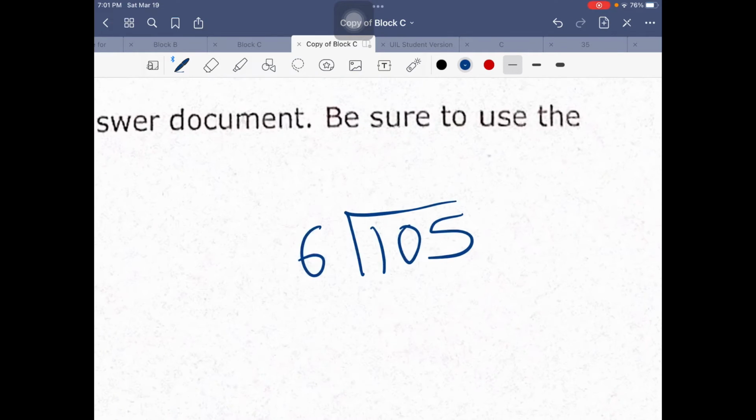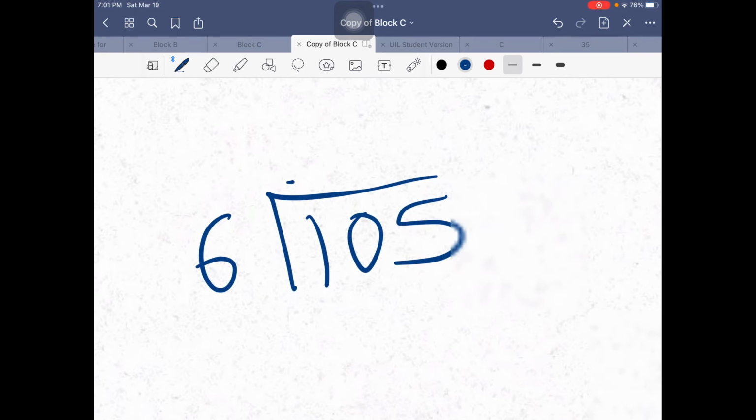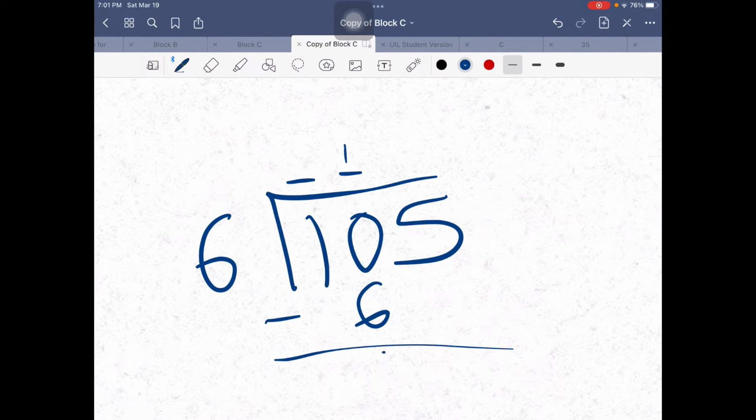How many times can 6 go into 1? You can't, right? What about 10? 1 time. What's 6 times 1? 6. 10 minus 6? 4. And then the 5, we bring it down.